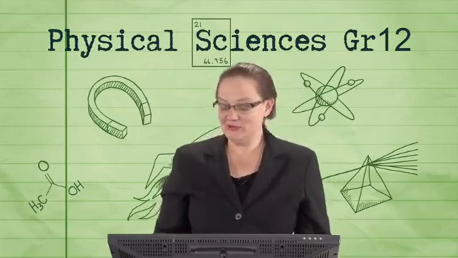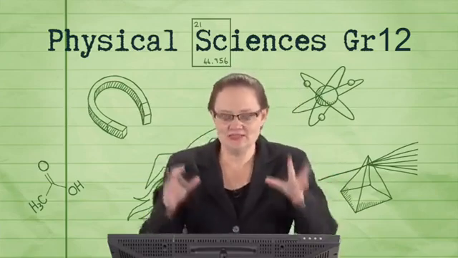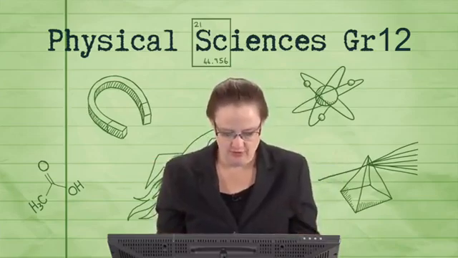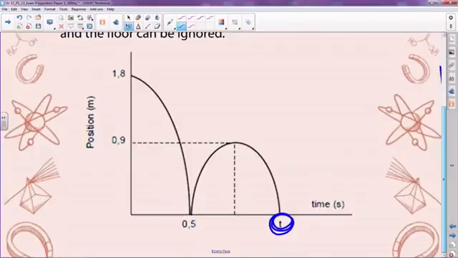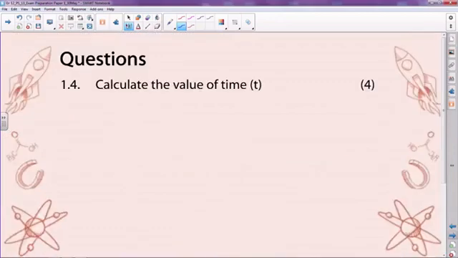Time's up. Let's see how you did. Now what's really important, there's lots of ways you can do this one, grade 12s, but when you look at the mark allocation, it's only worth 4 marks. That means you shouldn't be doing lots and lots of equations.